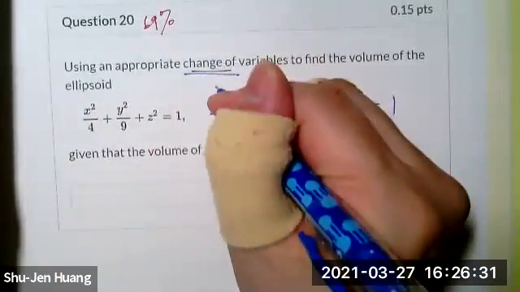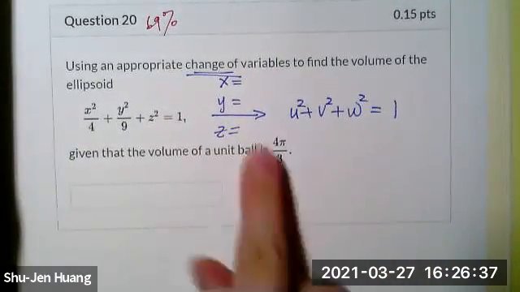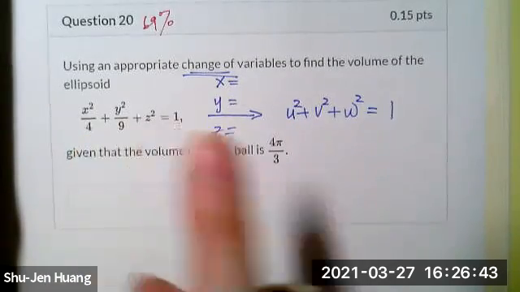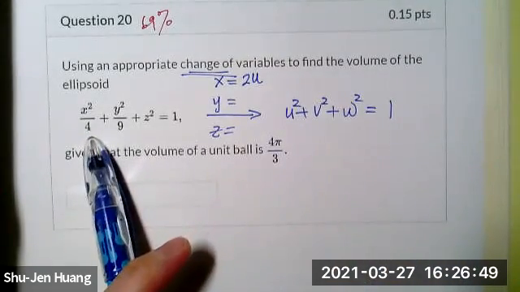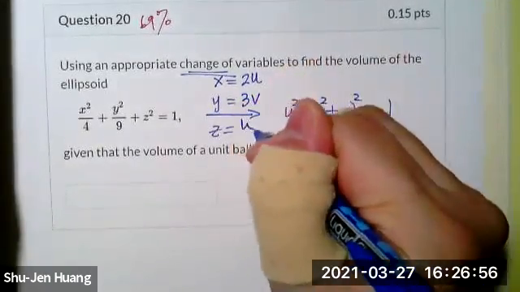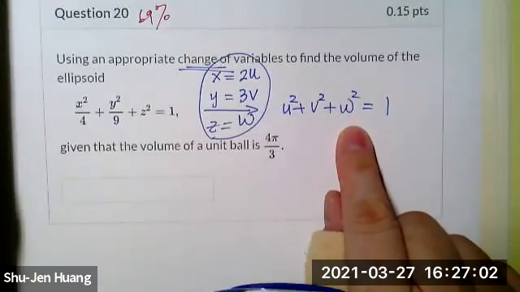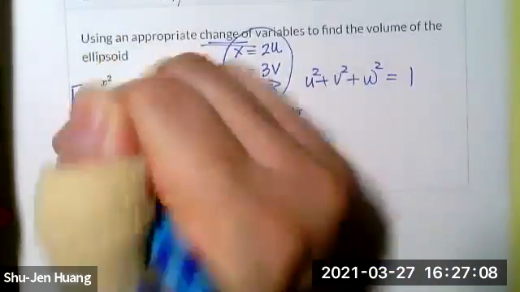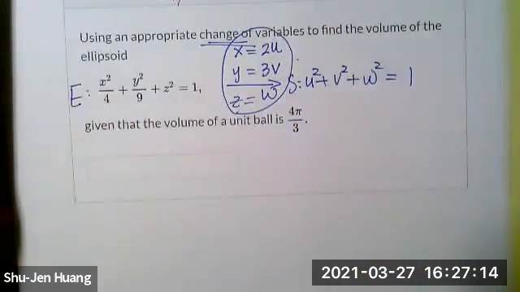So can anyone tell me how we're going to choose x, y, and z, the change of variable? You can see in order to get u squared, we need to get rid of the 4 here. So we're going to make x equal to 2u, right? If x equal to 2u, then the 4 is canceled when you square it, okay? And y equal to 3v, z equal to w. So this is the change of variable we're going to use to make a unit sphere. Let's call this the region E enclosed by the ellipsoid, and this is the region enclosed by the unit sphere, S.